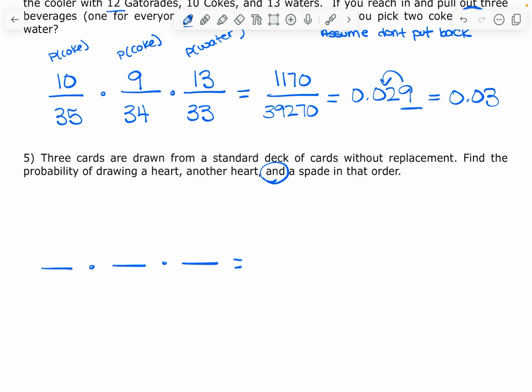The first card I want is a heart. Probability of getting a heart. Second one is another heart. It's probability of another heart. Third one is a spade. So now I need the probability of a spade. I think I drew a club. That's not what I wanted. But you know the idea. You get it.